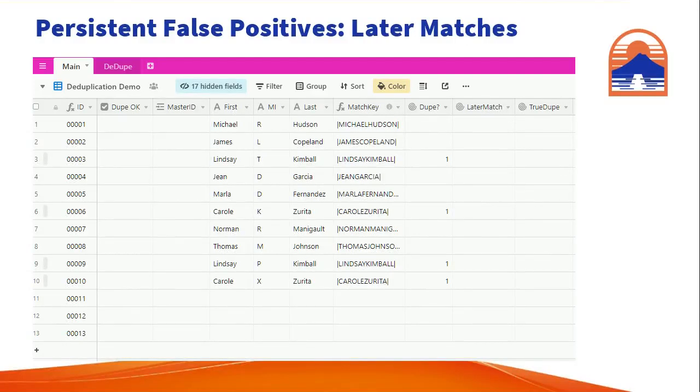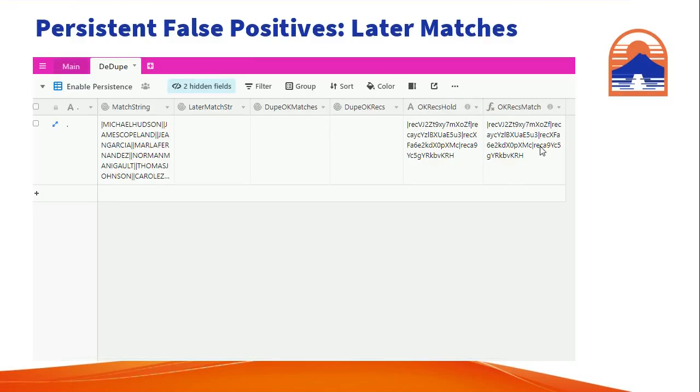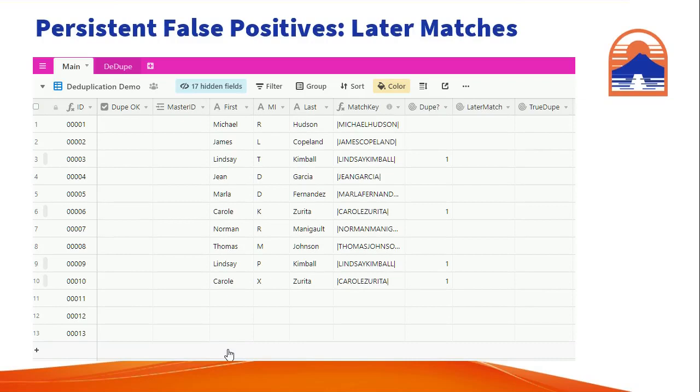To close out discussion of support for false positives, let's see how the process I just described looks from within Airtable. We're back to the 14 record base, again tweaked for this demo. I've already enabled support for persistent false positives in it, by which I mean I checked dup OK for each of the identified matches, went to the dedup table, copied the value from OK recs match to OK recs hold, returned to main, and cleared dup OK.